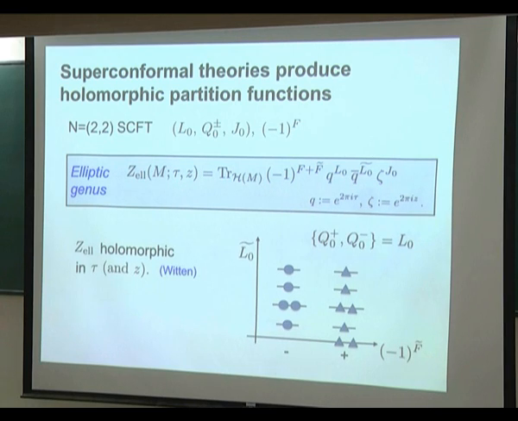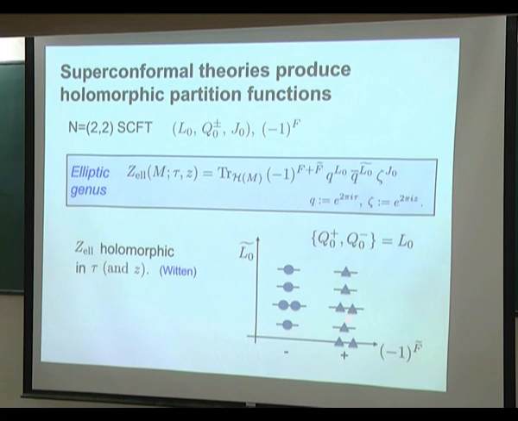And the reason this is a nice object is because this is holomorphic in tau and z. So by construction it's holomorphic in z, but in fact it's also holomorphic in tau, and the argument is as follows. So look at the basic supersymmetry algebra. Q plus and Q minus anti-commute to L0, and look at representations of this algebra. So firstly, these two are Hermitian conjugates, so L0 is always non-negative. When L0 is strictly positive, you will find that the representations are at least two-dimensional. So the representations come in pairs with equal value of L0 and opposite values of (-1)^F.